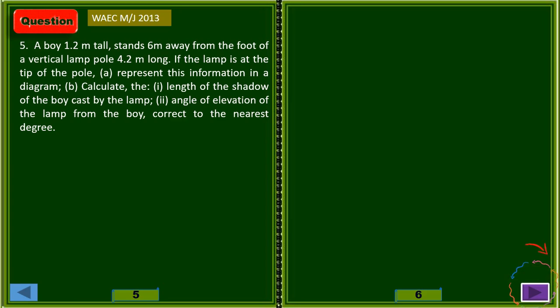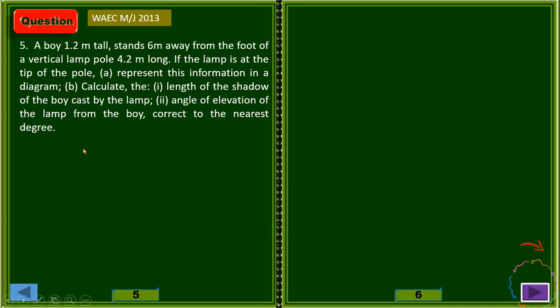Question number 5. A boy 1.2 meters tall stands 6 meters away from the foot of a vertical lamp pole 4.2 meters long. If the lamp is at the tip of the pole: A, represent this information in a diagram. B, calculate 1, the length of the shadow of the boy cast by the lamp, and 2, the angle of elevation of the lamp from the boy, correct to the nearest degree.